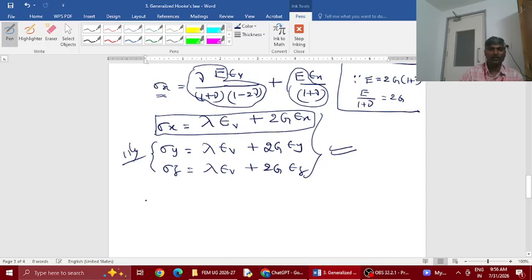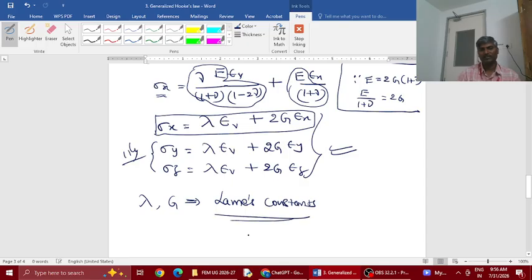And what are these lambda and G called? They are nothing but Lame's constants. Though we call this the shear modulus, it is also called Lame's constant along with lambda. So there are two Lame's constants, lambda and G, which are involved in the generalized Hooke's law, nothing but the three-dimensional stress strain relation. Okay, thank you.